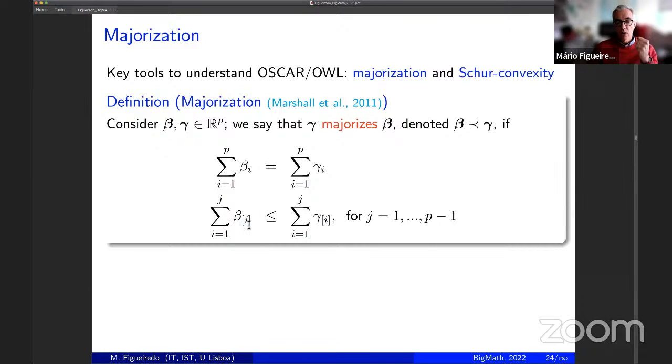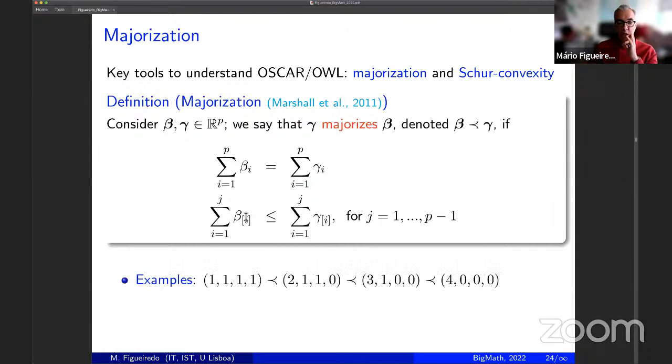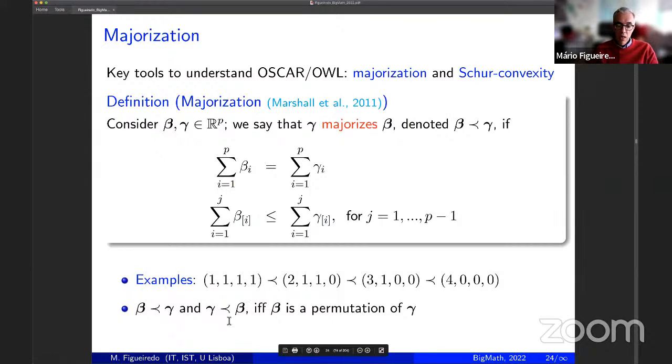So the partial sums after sorting. For j equals 1, the largest gamma is larger than the largest beta. And for j equals 2, it means the sum of the two largest gamma is larger or equal than the sum of the two largest beta, and so on. So this is the definition of majorization. Essentially, a vector majorizes another vector if it's less uniform. So the sum is always 4, but say (4, 0, 0, 0) majorizes (3, 1, 0, 0), and so on. And two vectors majorize each other, so the relationship is symmetric, if and only if one is a permutation of the other, as was clear.